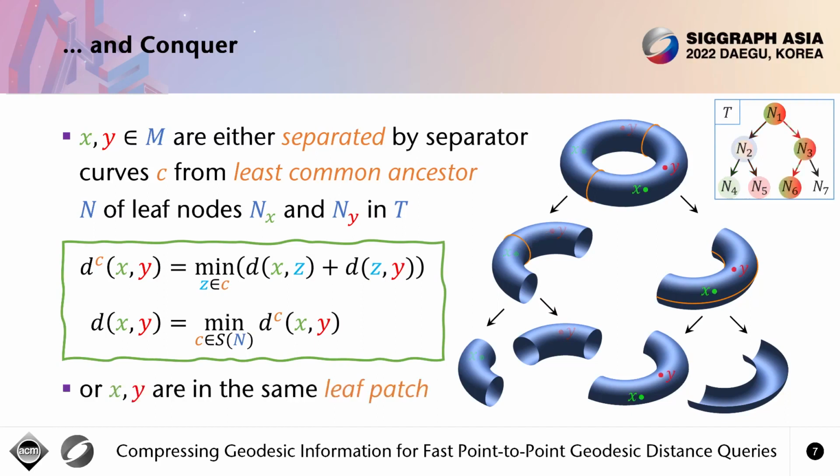And this works, except if x and y are in the same leaf patch, then of course the least common ancestor is just the leaf node itself. We cannot apply this method because they're not separated, but usually our leaf patches are so small that in this case we simply can approximate the distance by just the Euclidean distance, and we found that this works quite well.